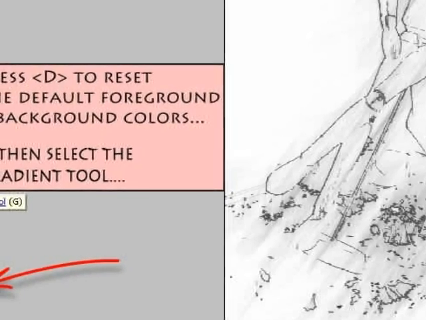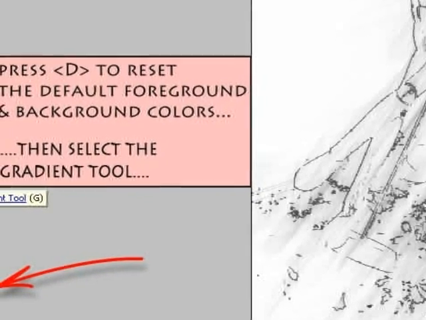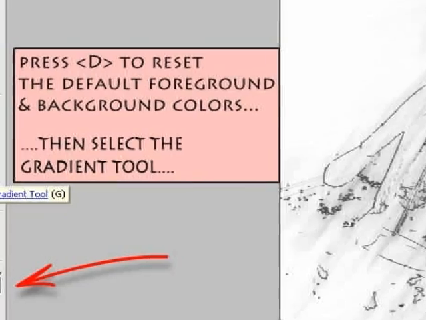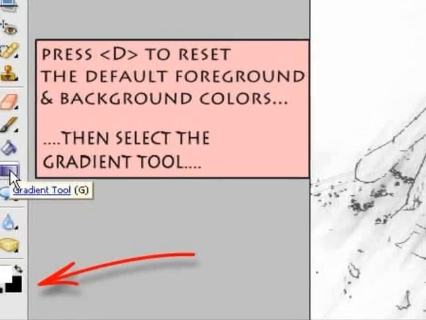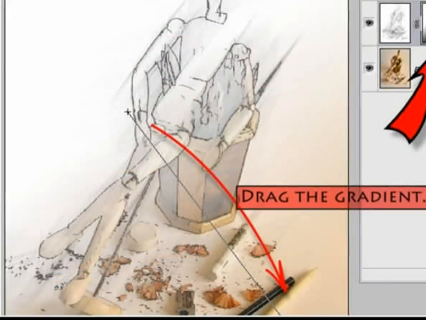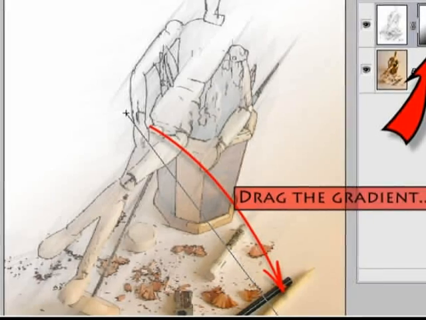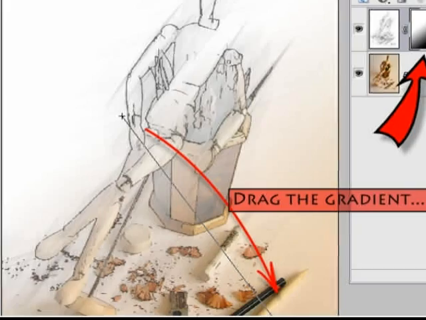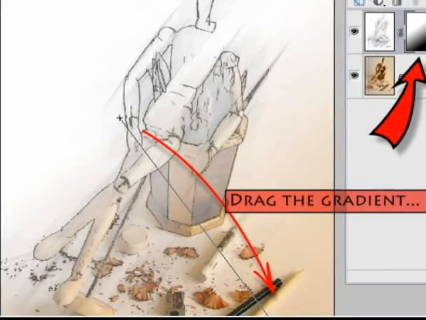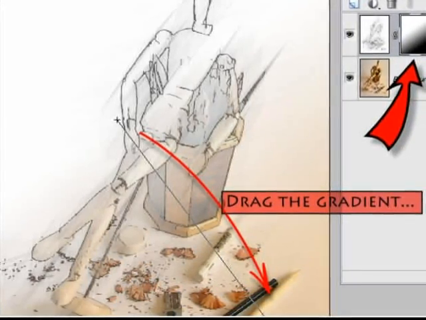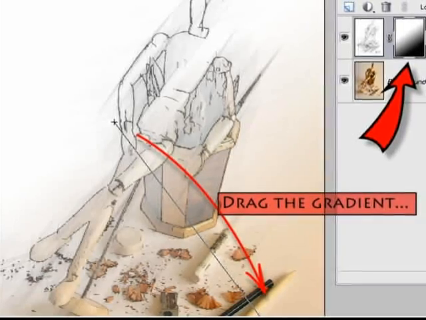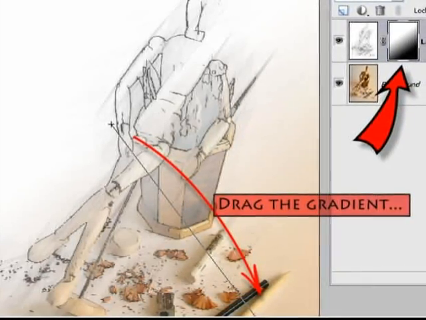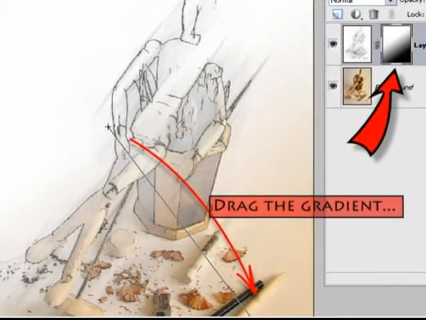Then you want to press D to reset your foreground and background colors to the default, and then choose the Gradient tool from the toolbar. Now just simply drag the layer mask gradient right on your image as shown in this picture here. You can see where it's black it will show what is underneath, and where it's white it will continue to hide what's underneath. You can redraw this gradient as often as you need to get it just right.